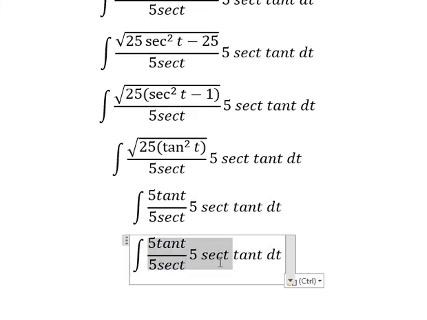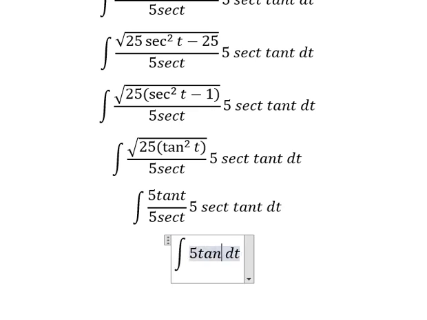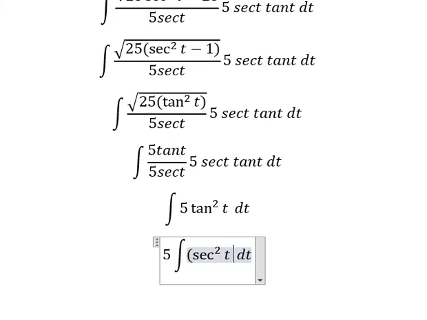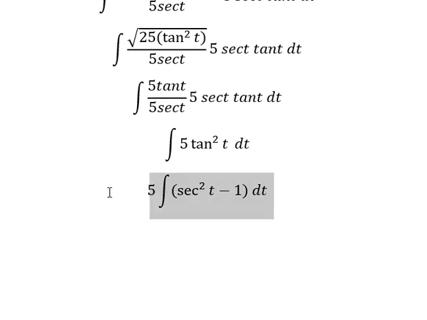Now we simplify 5 secant of t on numerator and denominator. Tan t, we have 5 tan t square. So I will put number 5 here. Tan t square, we change to secant of t square minus 1. This is about trigonometric identity.